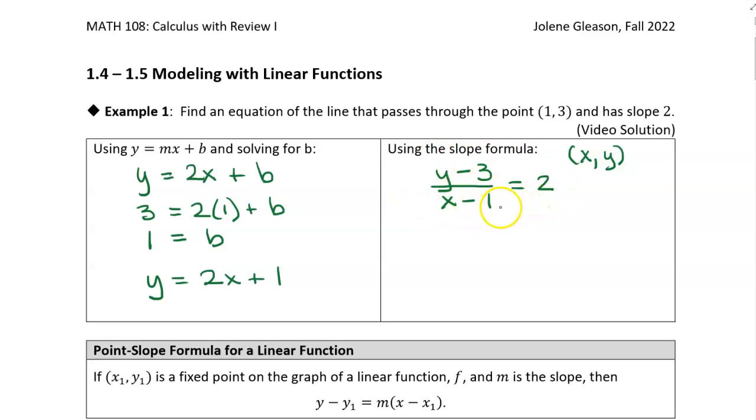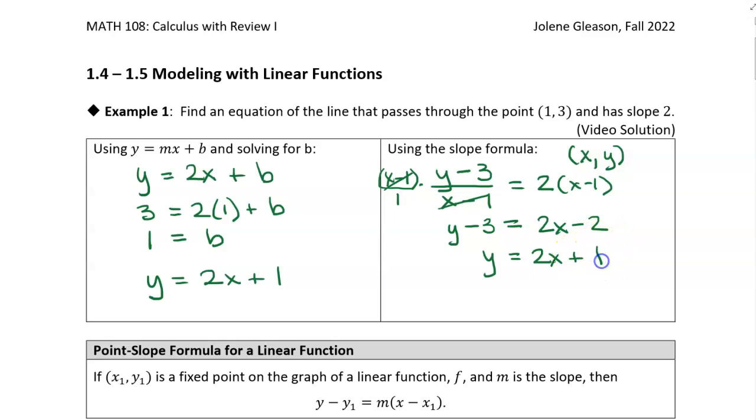So now we can just rearrange this into the slope-intercept form if we want to, right? So what I'm going to do is multiply both sides by x minus 1, and that allows me to cancel this x minus 1 in the denominator. So remember, when you multiply fractions, this is just like (x minus 1) over 1, and we can cancel the common factors. So what we're left with is y minus 3 is equal to, and I'm going to distribute, 2x minus 2. And now I can add 3 to both sides, and we'll get y is equal to 2x, and then minus 2 plus 3 gives us a plus 1, right? Just adding 3 to both sides. And you can see we get the same thing. So that's another way to find the equation for the line.